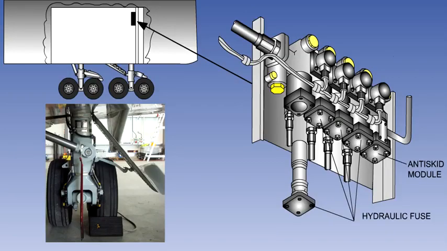Wheel brakes are normally protected by fuse units. Each individual brake unit will have a fuse. They are often co-located with the anti-skid modules in a safe area at the top of the wheel well.